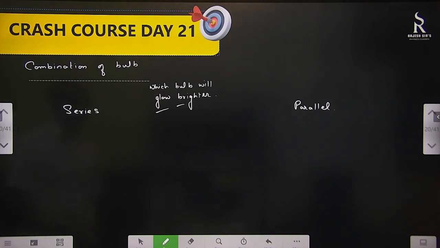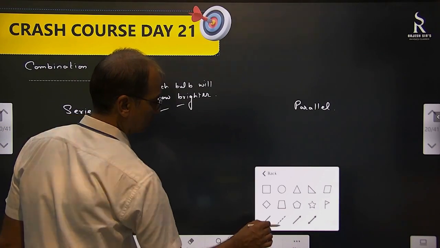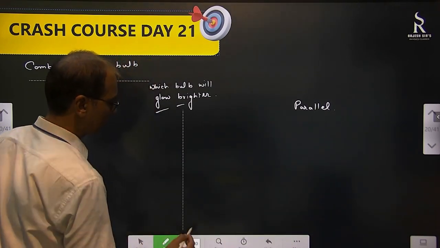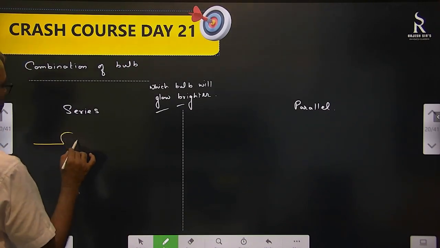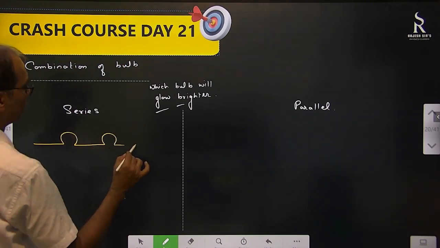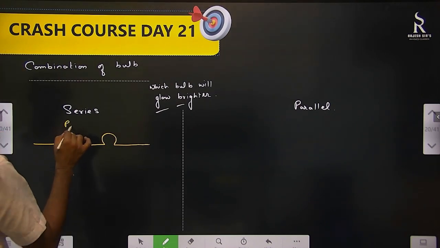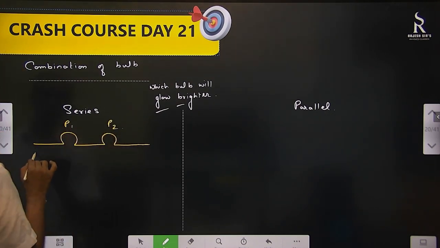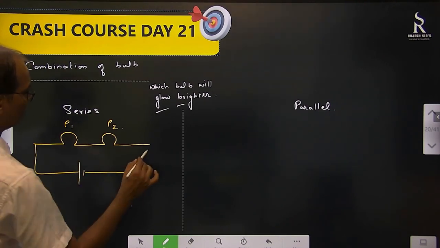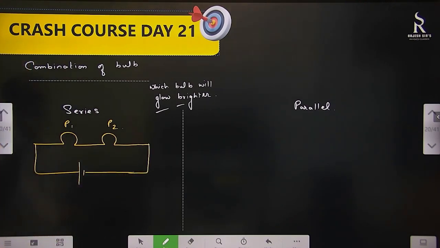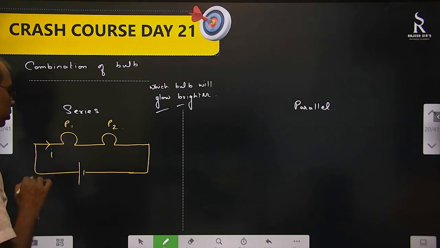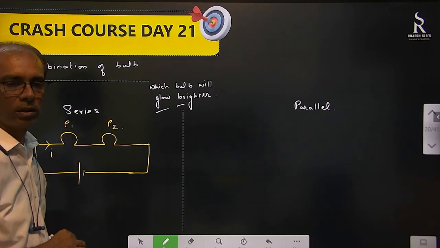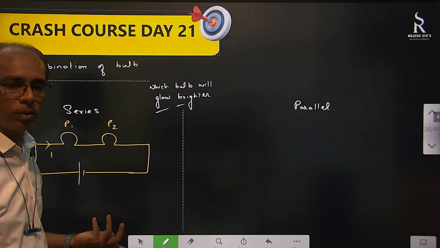Combination of bulb. Okay. Series and parallel. So series is this. The two bulbs are here. This is P1 and this is P2. And they are connected across a battery. Now, which bulb is going to glow more? Now, we know that if there is a series connection, the same current is going to move in both. No doubt about that.